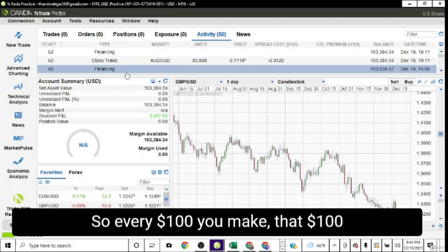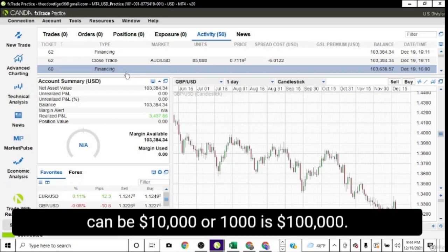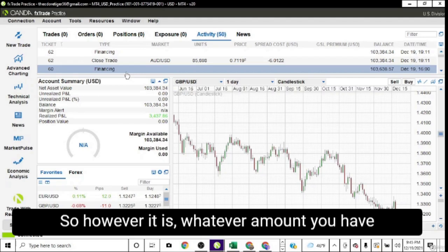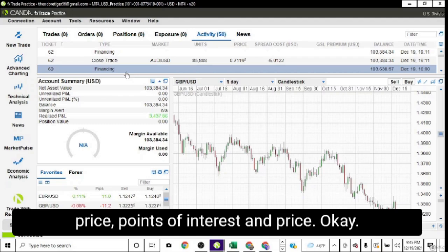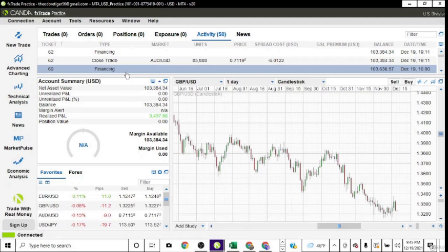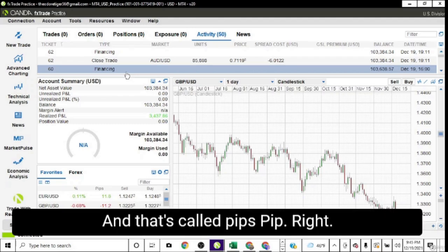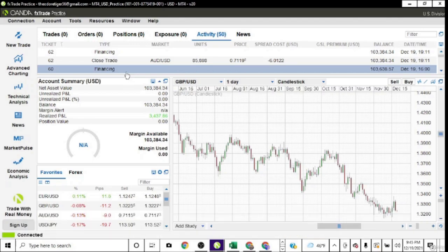So every $100 you make, that $100 can be 10,000, or 1,000 is 100,000. So however it is, whatever amount you have in it that's worth those points of entry price, points of interest and price. Okay, and that's called PIPs, PIP, right?